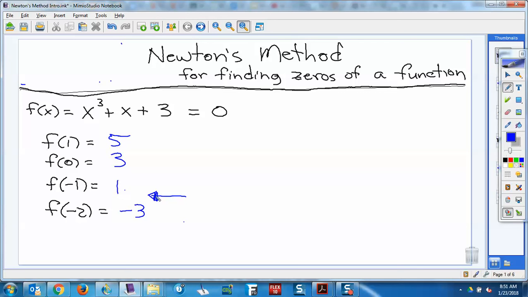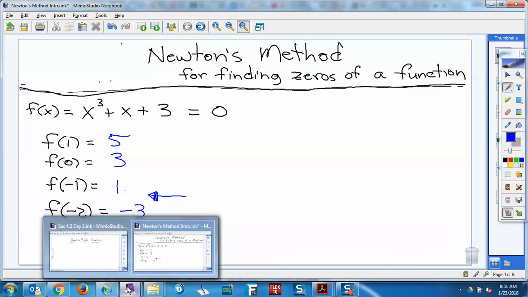Synthetic division allowed you to plug numbers in and get those answers a little quicker, and that's where it came from. All right. So we know there's a zero somewhere between negative 1 and negative 2. Here's what Newton's method is about. Now, I don't know that this was really discovered by Newton. I think it's more named after Newton as kind of the inventor of calculus, because it uses calculus, okay?